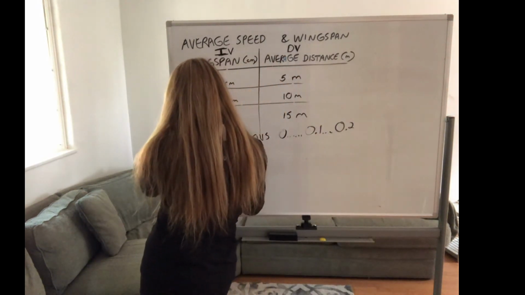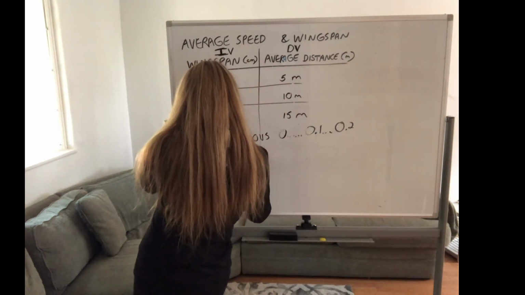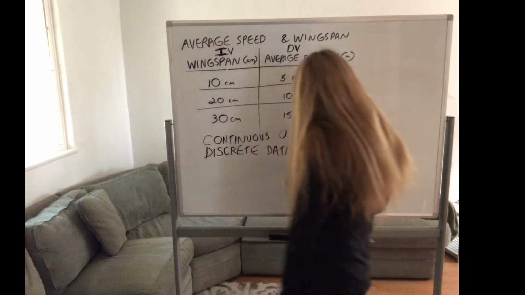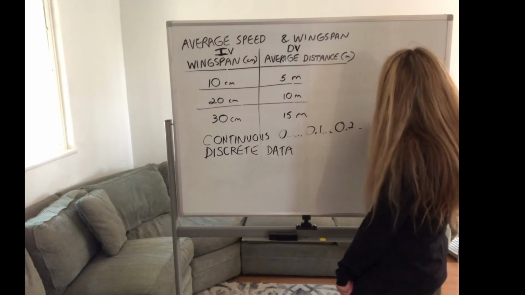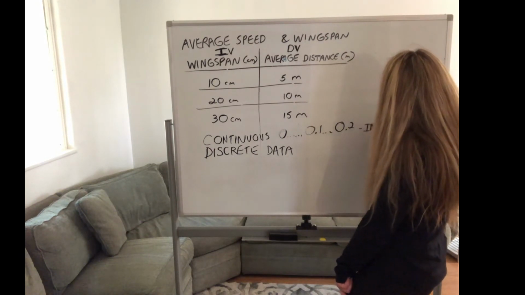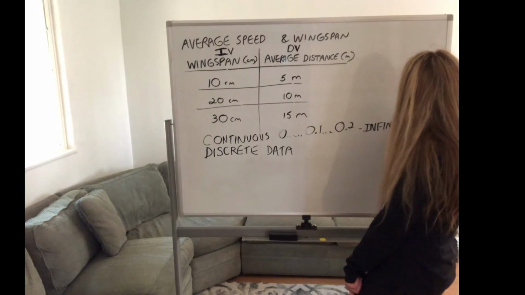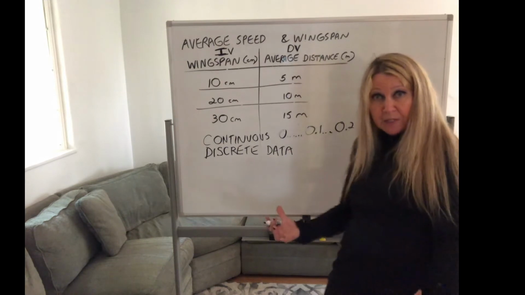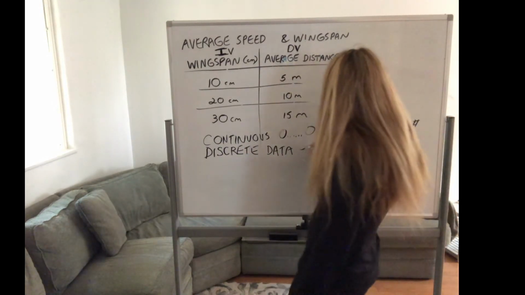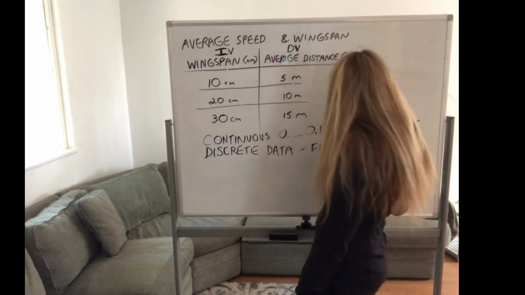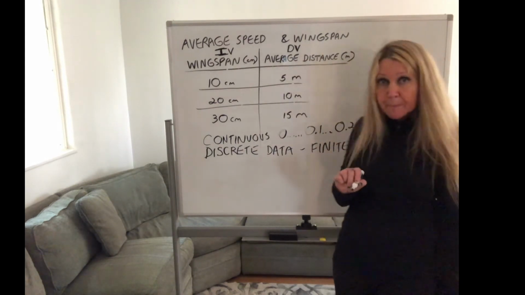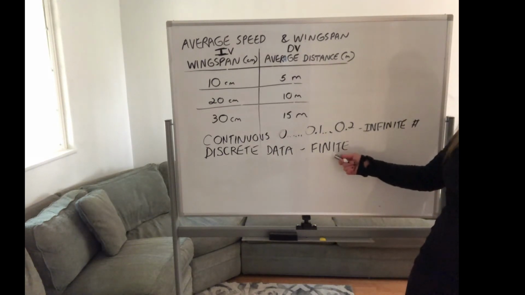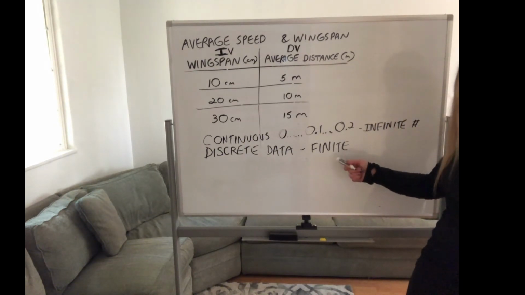Discrete data is limited. So continuous data, infinite number of possibilities. Discrete is finite. There's limits to it. So finite means there's limits. Infinite, unlimited. It's not finite, it's finite if it's limited. So finite, limited.